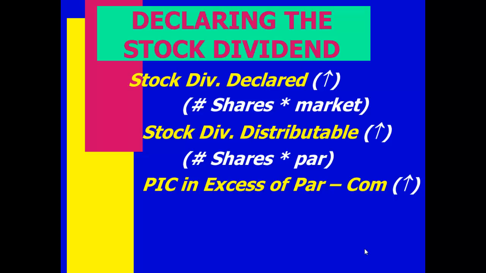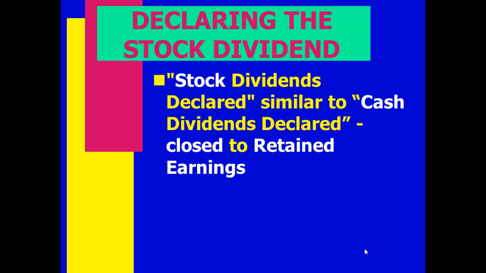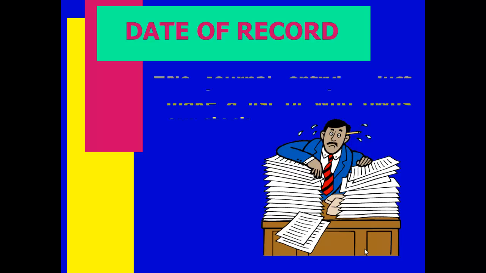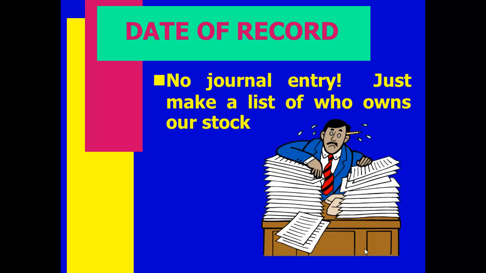The extra amount, assuming the market value is greater than the par value, goes to PIC in excess of par. Stock dividends declared, you think of it like cash dividends declared. So we're going to close that out to retained earnings. Date of record, make a list, check it twice. Whoever owns the stock on that day is going to get the dividend.